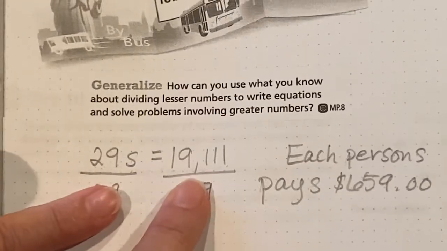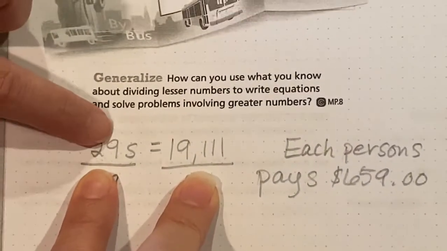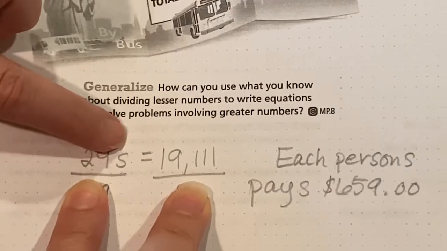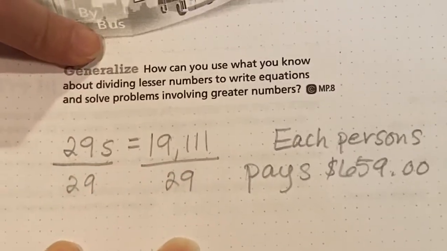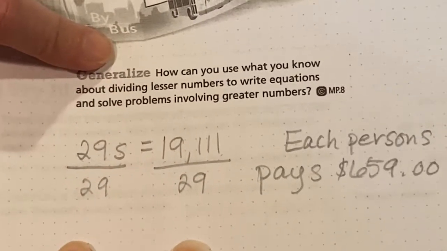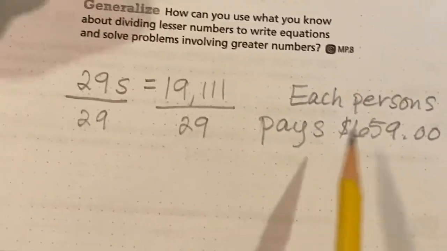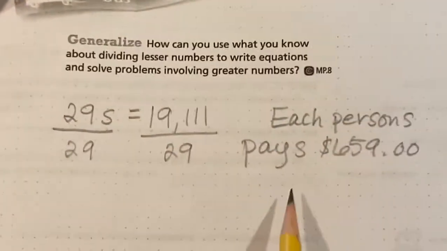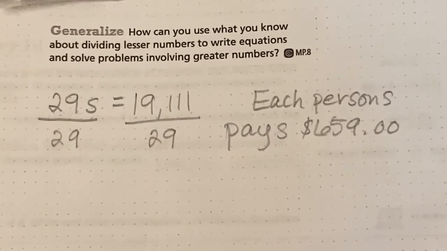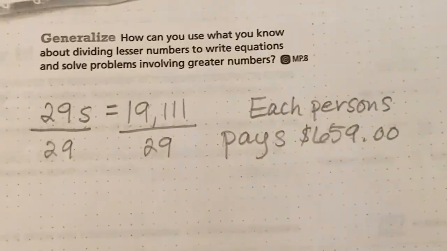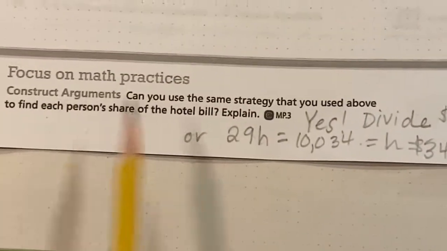So we talked about inverse properties, right? So here we've said 29S, which means 29 times S. So guess what we're going to do? Boom, we're going to divide by 29 on both sides, right? And when we do that, we find that each person pays $659, okay?